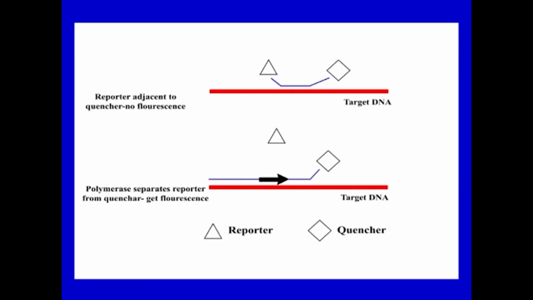So, here is a very simple depiction of that. If you can see on your screen, there is a reporter adjacent to a quencher. When this quencher is there, no fluorescence will be seen, but as soon as DNA polymerase comes and removes this, the reporter is freed. The polymerase separates the reporter from the quencher and the fluorescence can be detected. So, this is the approach for real time PCR.